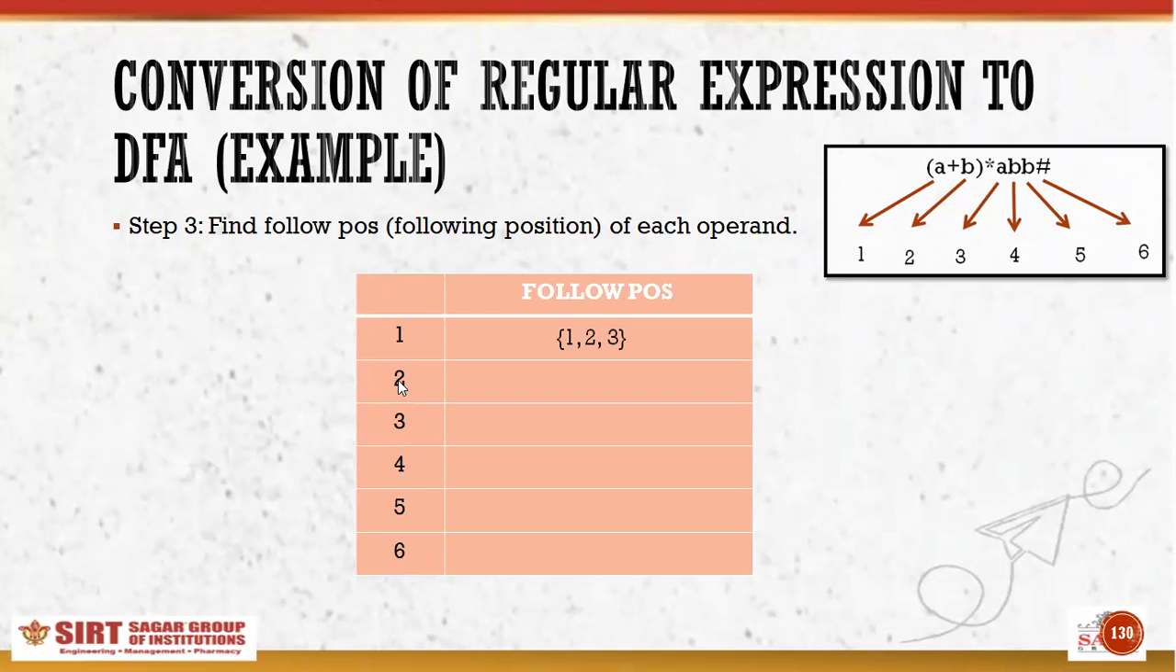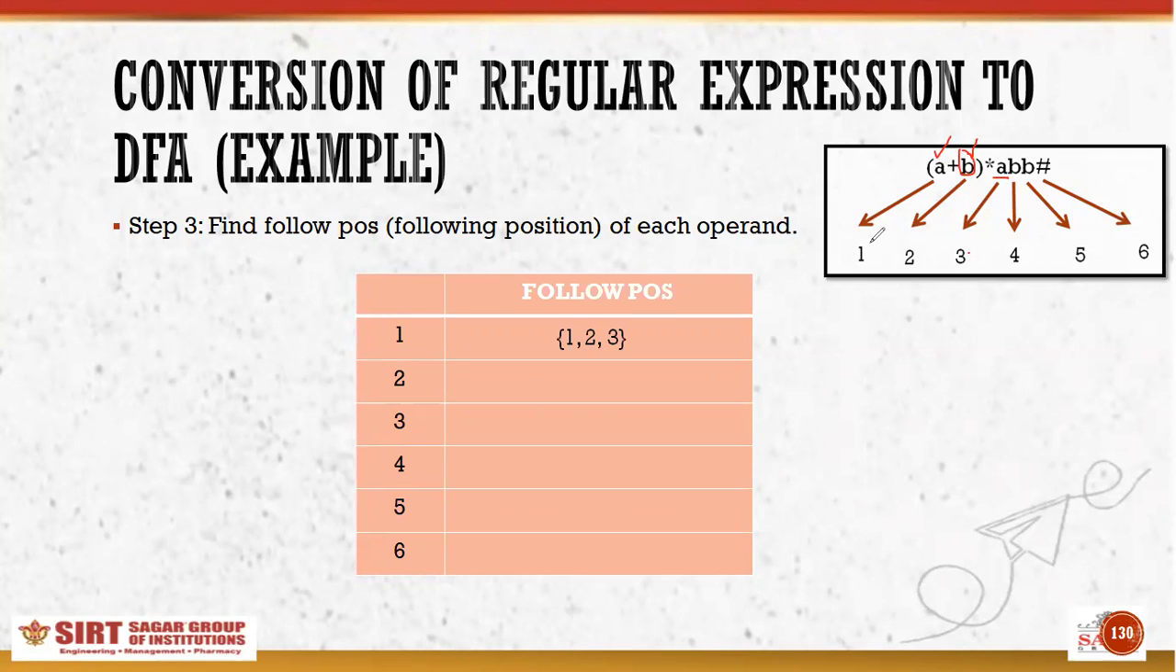Now talking about 2, the same thing will happen. If I consider this 2, that means this B, and try to find out its follow pause, what are the possibilities of operands in its following position? Again, this B, A plus B raised to the power asterisk, means any possible combination of A and B, including epsilon. That means after B, this A can also come. After B, this B can also come, because B can repeat any number of times. And if this A becomes epsilon, then directly this A, which is named as 3, can also come.